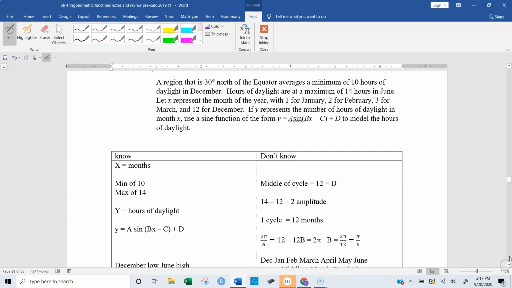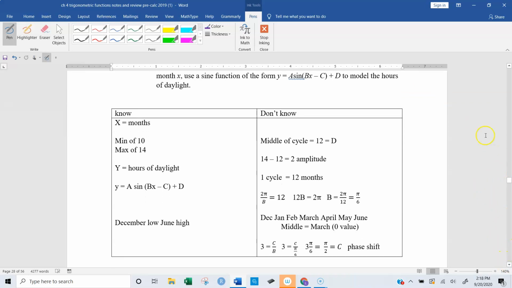Okay, periodic behavior. This is just showing that this actually happens in real life. Okay, we are 30 degrees north of the equator. We have a minimum of 10 hours of daylight in December and a max of 14 hours in June. Okay, what that tells us is if we go through here, we have 10 and 14. Well, the middle is where my shift is. So I take 10 plus 14, and you get 24. So if you add these, you're finding the middle.